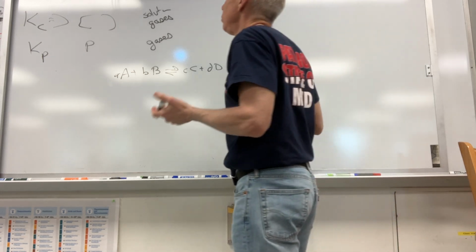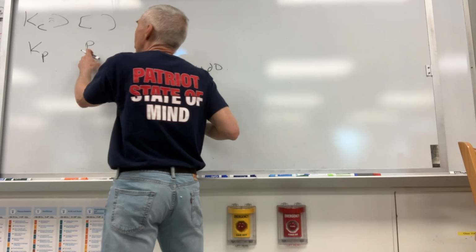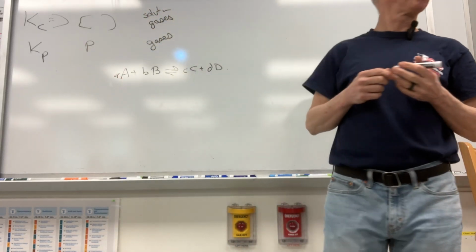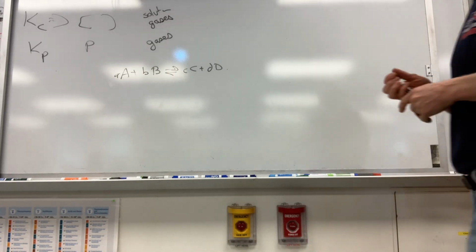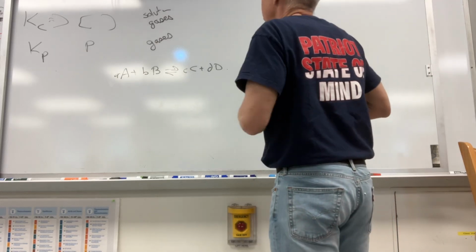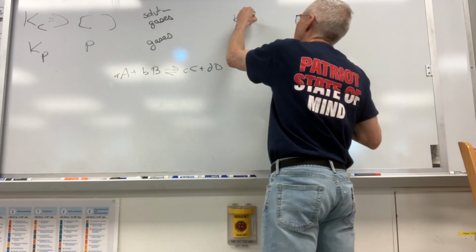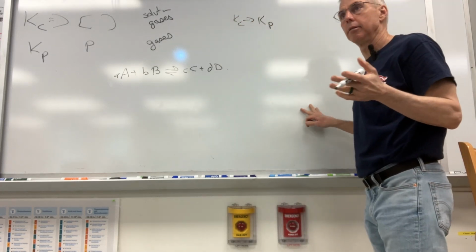The hard way to do it would be to take the concentration data and change them all into pressures. Okay? That is a royal pain in the tuchus. And I don't want you to have to fool with it. All right? Now, let me show you something. If you are given a Kc and asked to go to a Kp, there is a way to do it that makes your life simple. You ready? All right.